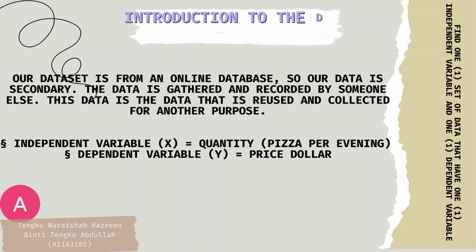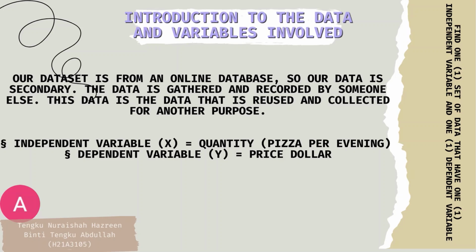Introduction to the data and variables involved. Find one set of data that has one independent variable and one dependent variable. Our data set is from an online database, so our data is secondary data. The data is gathered and recorded by someone else. This is data that is reused and was collected for another purpose.